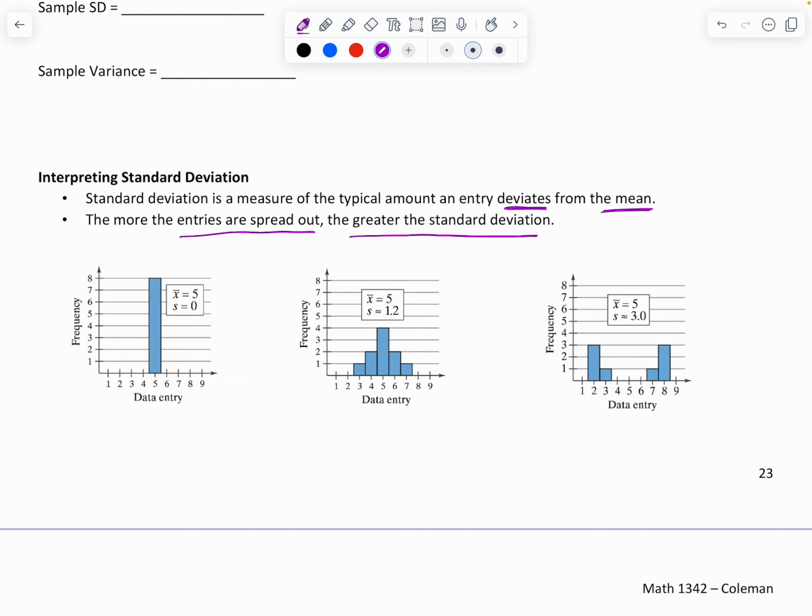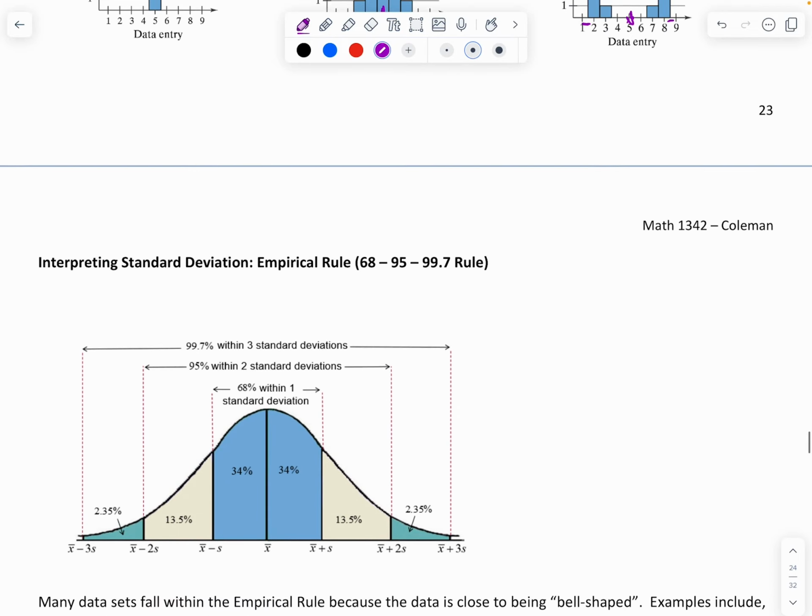If we look at each one of these, my data entry versus my frequency, you can see these are not spread out at all. My mean is 5, and it doesn't move anywhere. So I have 0 standard deviation. Here my mean is 5 and my standard deviation is 1.2. So that's from the mean. Again, here is my mean, 1.2 from the mean. This one says that my average is 1.5, but look how much further out my standard deviation is. It's now 3 because it's further spread out. Okay.